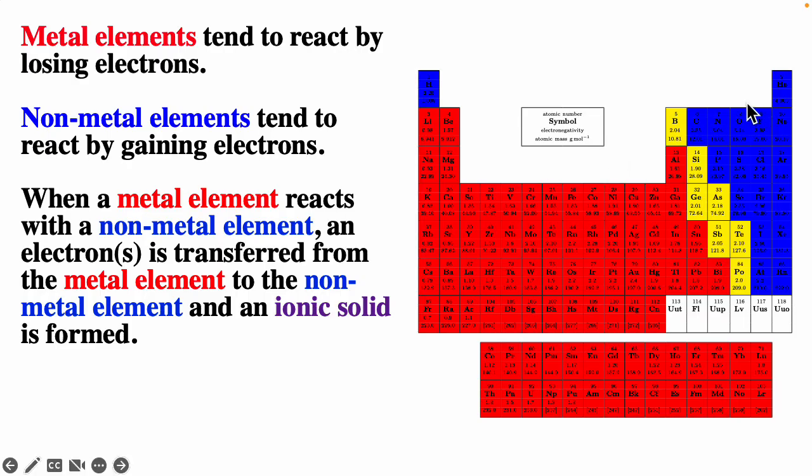It's easier to rip off electrons. And so that's consistent with the elements in blue being nonmetals. They tend to react by gaining electrons, and the ones in red being metals, they tend to react by losing electrons. The ones in yellow are metalloids, and they have behavior somewhere in between a metal and a nonmetal.